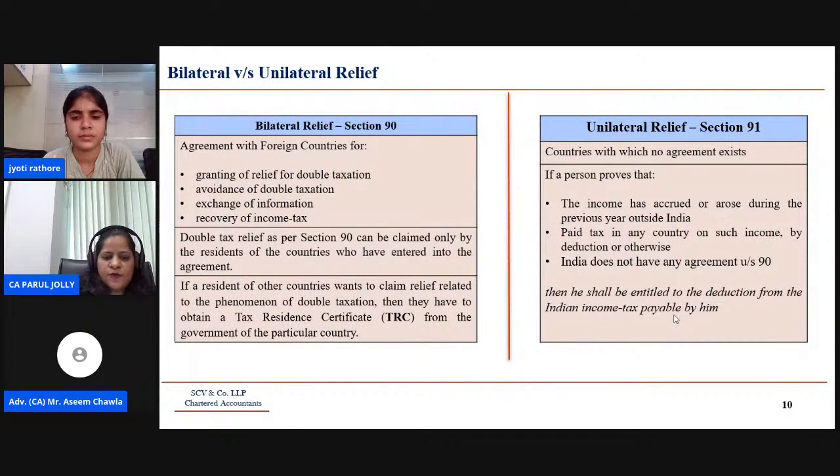So in our Act, we have section 90 for giving relief under the treaty, which is bilateral relief. And under section 91, we have unilateral relief, wherein there is no agreement with the country. However, if there is an income which gets doubly taxed, section 91 gives us the relief to avoid tax in two different jurisdictions.